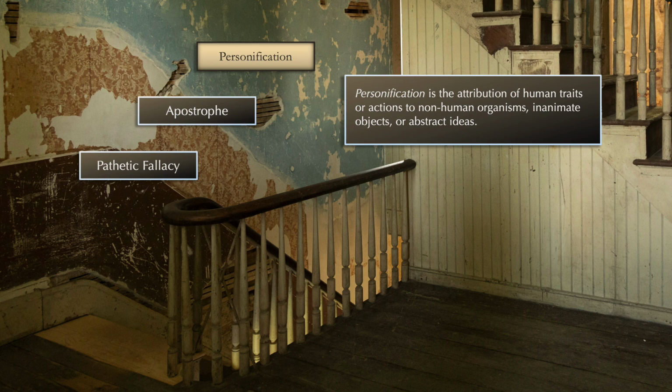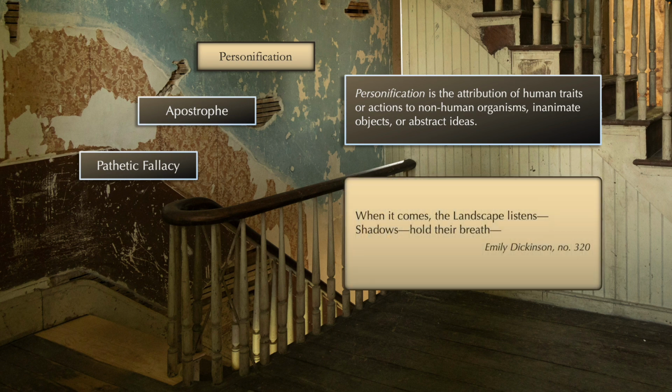And once again, I'm going to turn to Emily Dickinson, this time to poem number 320. This is A Certain Slant of Light again. And see if you can just read those couple of lines and identify the personification. There we go. Landscape listens, and shadows holding their breath. Definitely personification.